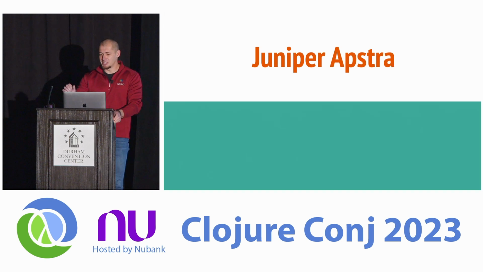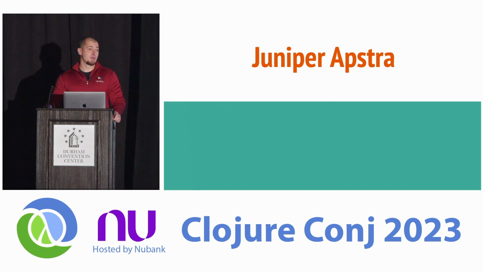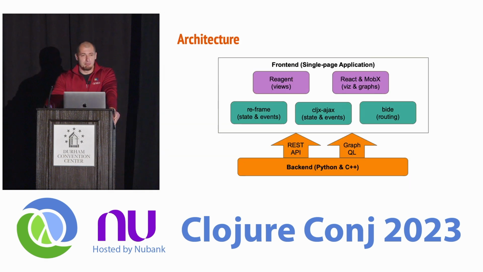So let's get started. Juniper Apstra. Apstra was a company. It was acquired by Juniper, and coincidentally, the application itself is called Juniper Apstra. And it's pretty much a standard client side for any kind of API that you will see in ClojureScript. Our backend is written in Python and C++ because this is how you write SDK clients for networking devices. But these clients actually expose a REST API and a GraphQL API for us.